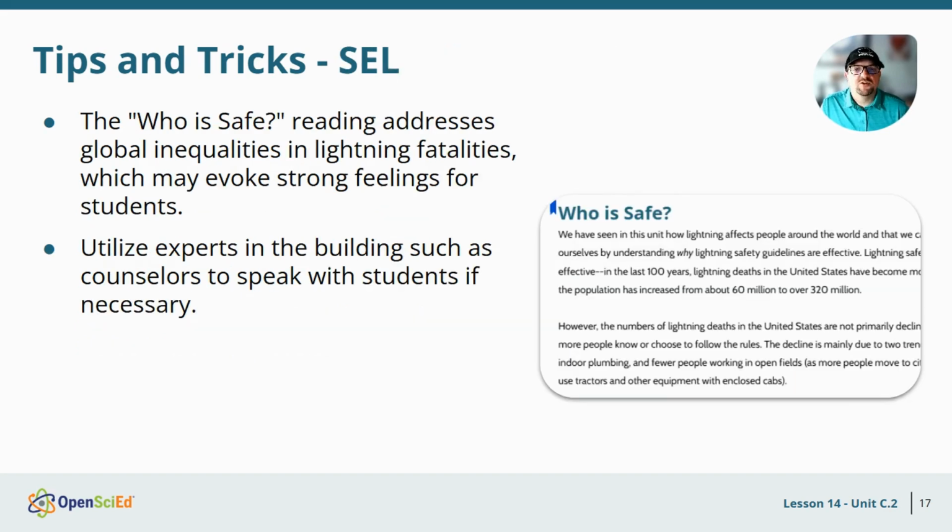When you introduce the Who is Safe reading, be mindful that it addresses global inequalities and lightning fatalities, specifically tying safety to urbanization and modern indoor plumbing. This can evoke some deep anxieties or strong feelings, especially if your local community has experienced severe weather. One thing I like to do is acknowledge these observations without discounting their emotions. If you notice students struggling with weather-related anxieties, don't hesitate to engage a school counselor or building expert to support them.